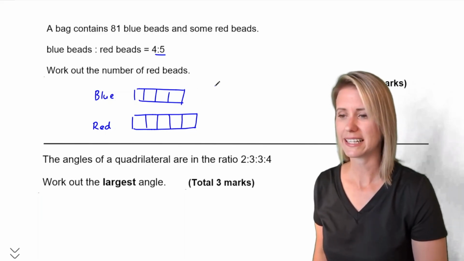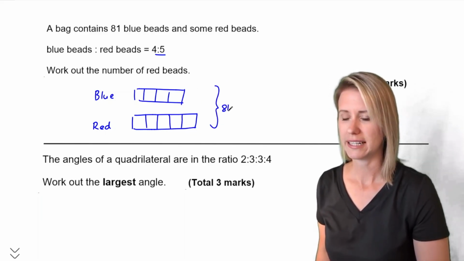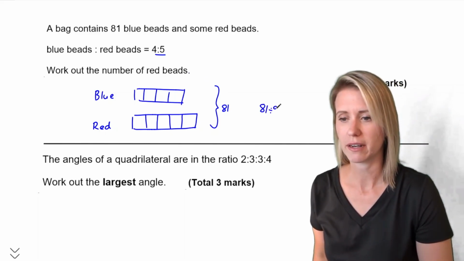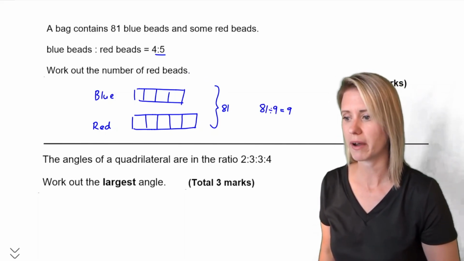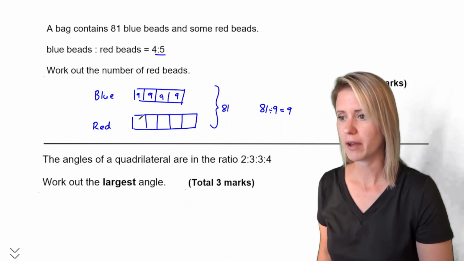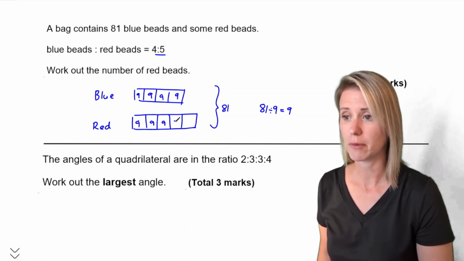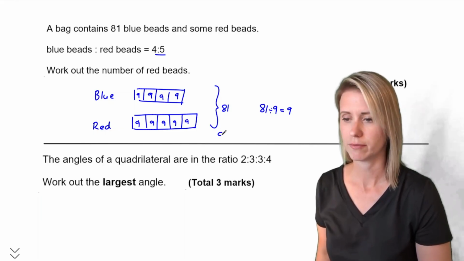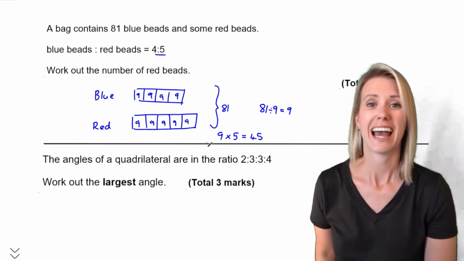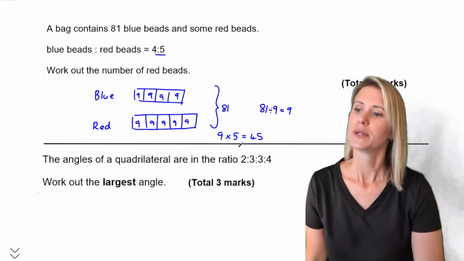And you are splitting 81 into 9 boxes. So we're doing 81 divided by 9, which is equal to 9. One part is equal to 9. So the number of red beads is going to be 9 multiplied by 5, which is 45 beads, okay? And that's for 2 marks.